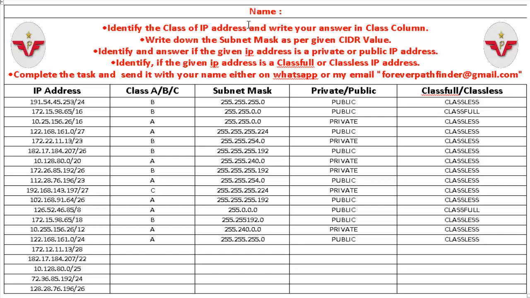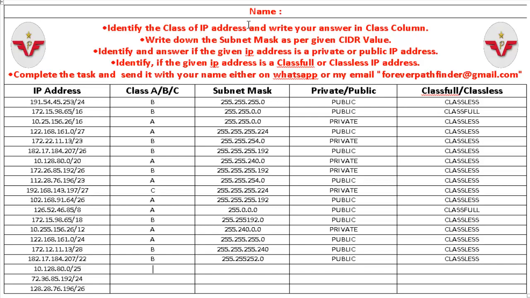172.12, class B, subnet mask 255.255.255.240. Public or private? 172.12 is public, and it's classless. 182, class B, subnet mask 255.255, 8 and 8 is 16, remaining 6, so it would be 252.0. Private or public, and it's classless.